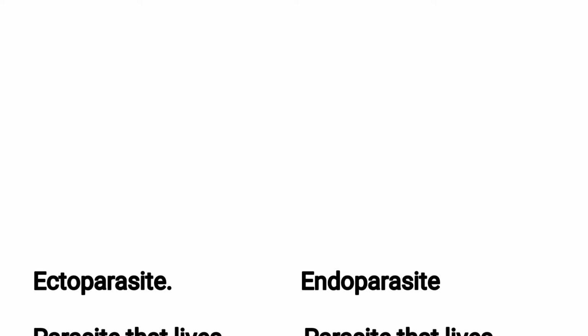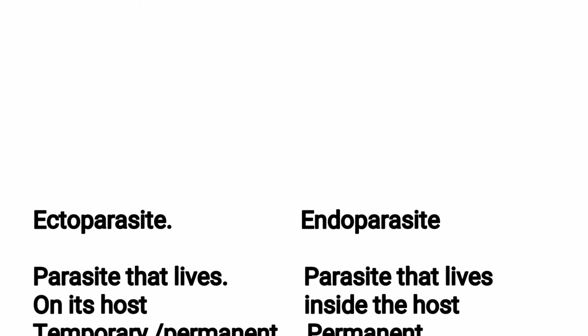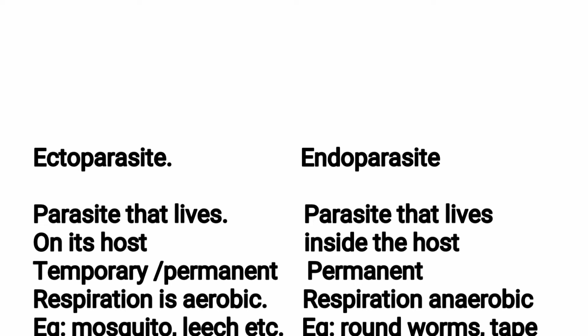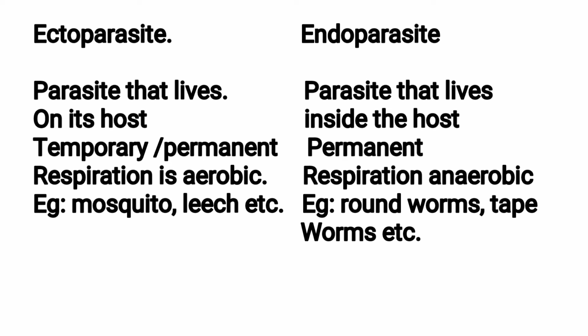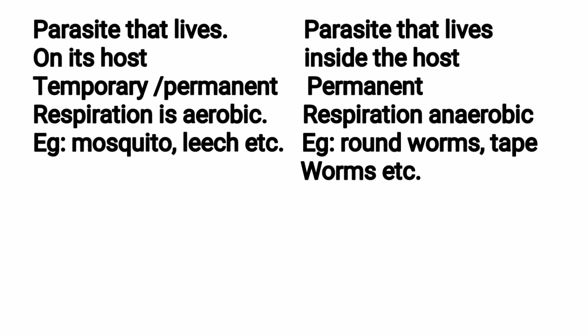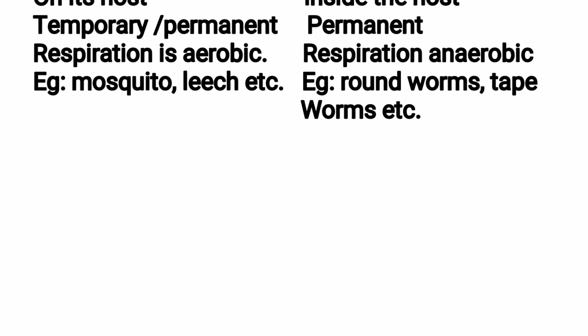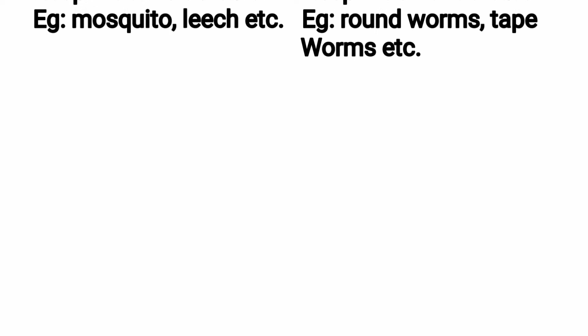So these are the two types of parasitic nutrition: endoparasites and ectoparasites. An example for endoparasite is roundworms, and an example for ectoparasite is lice, head lice, etc. And in other cases, saprotrophic nutrition.